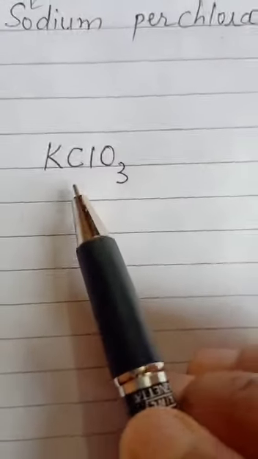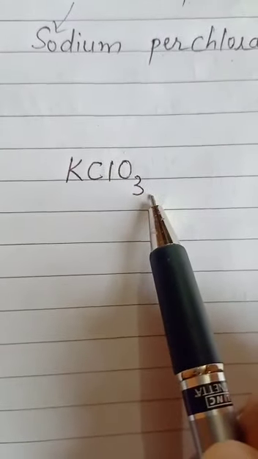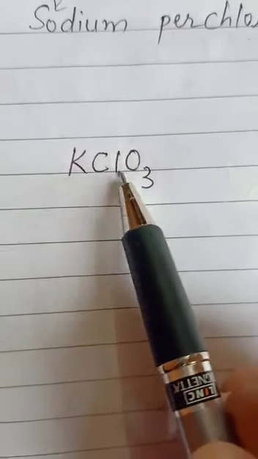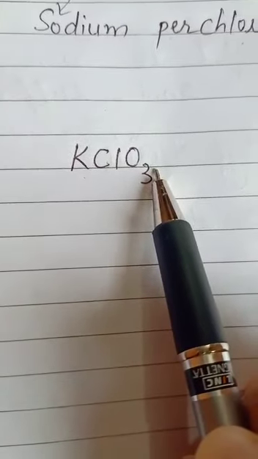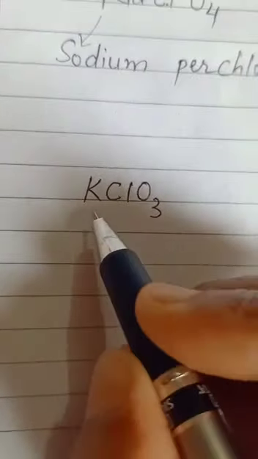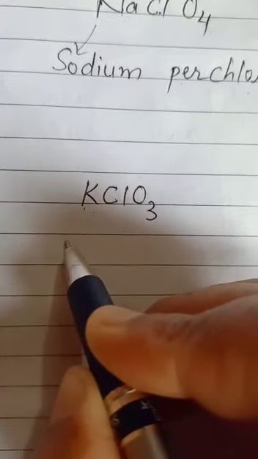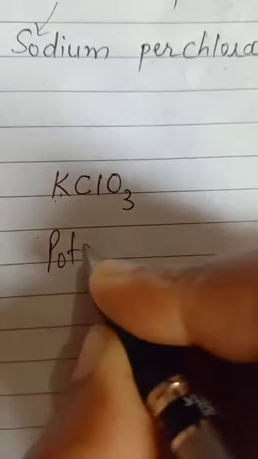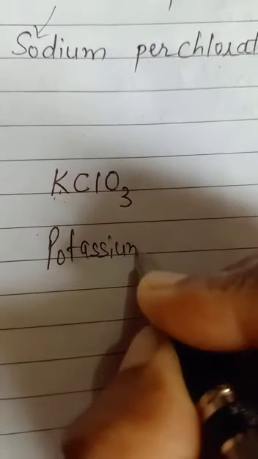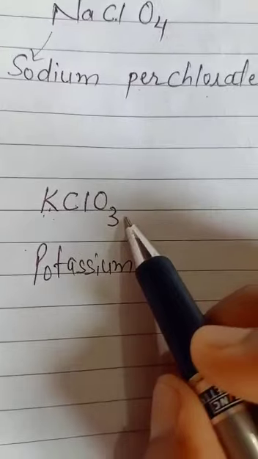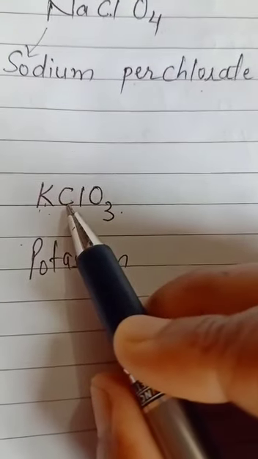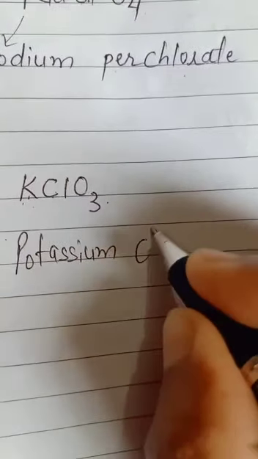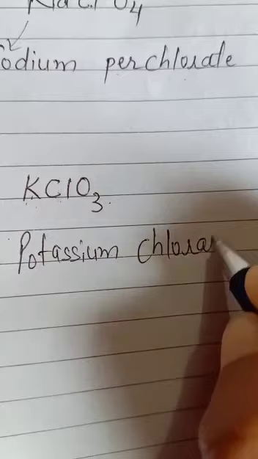So its name becomes sodium perchlorate. Now let's name this compound, KClO3. In this case, this compound is formed by 2 elements and oxygen. So according to the rules, the first metal remains as it is. So here K is potassium. For 3 oxygen atoms, the non-metal gets the suffix ate. So its name becomes potassium chlorate.